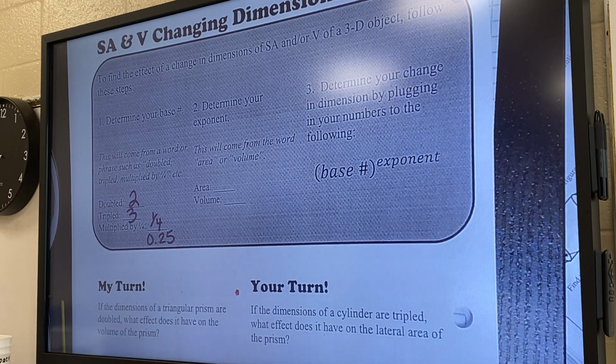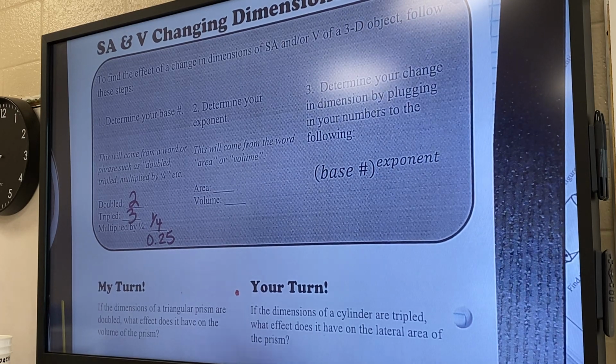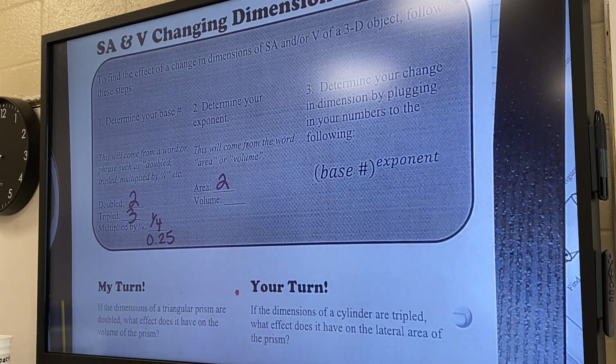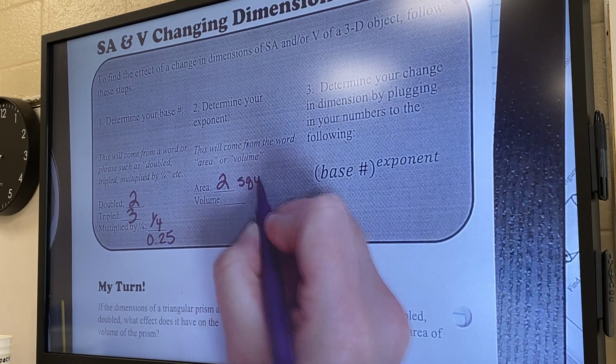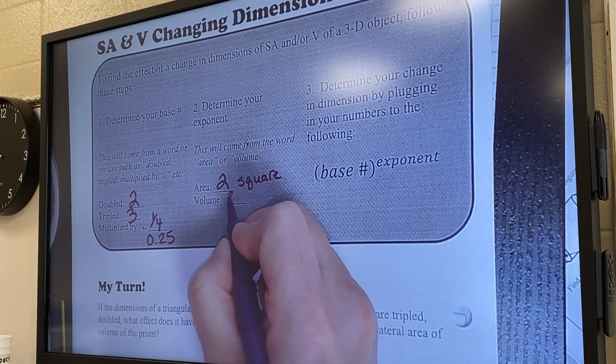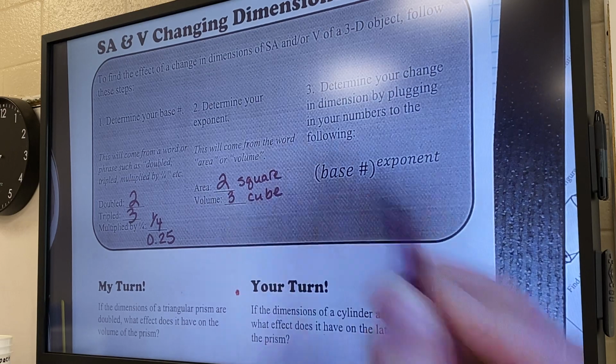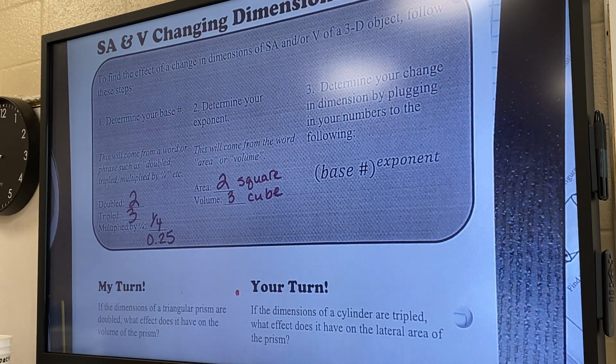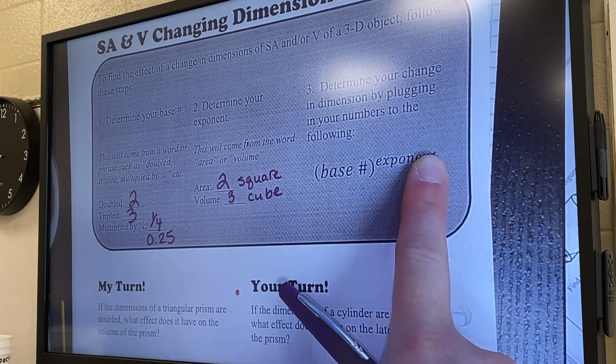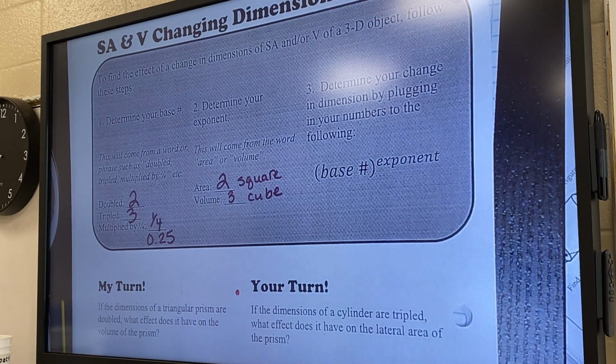The second thing you want to do is determine the exponent. We just talked about this. If it's area, then what do you have to do with it? Square it. And if it's volume, you have to cube it. Alright, and then you plug the base in here, give it that exponent, and do the math. And that's what you're going to use.